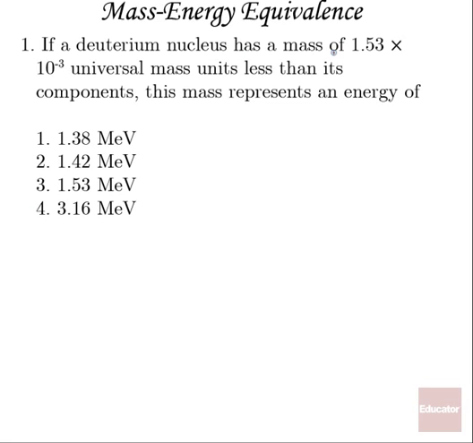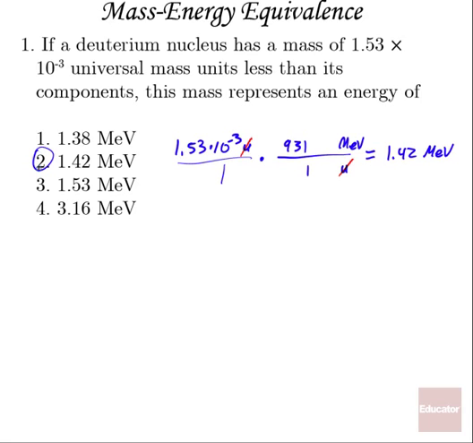If a deuterium nucleus has a mass of 1.53 times 10 to the minus 3 universal mass units less than its components, this mass represents an energy of, well, it must have become an energy, so that's going to be 1.53 times 10 to the minus 3 universal mass units, and we want to convert that into mega electron volts. So I know that one atomic mass unit, universal mass unit, is 931 MeV. Our units will cancel out there, and I will come up with about 1.42 mega electron volts. Answer number 2.